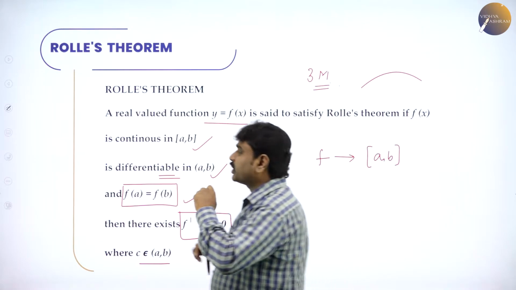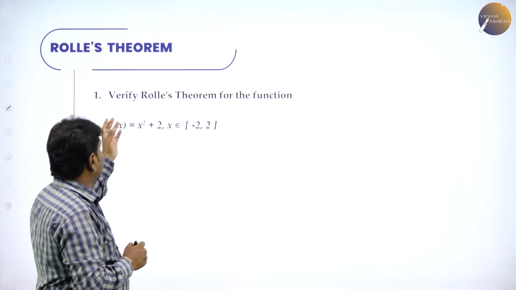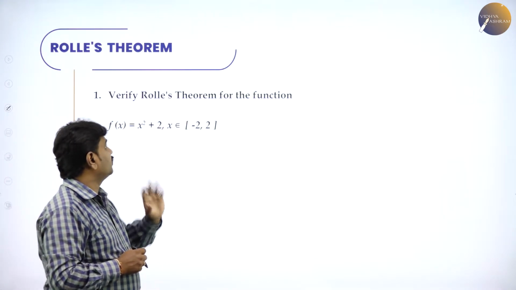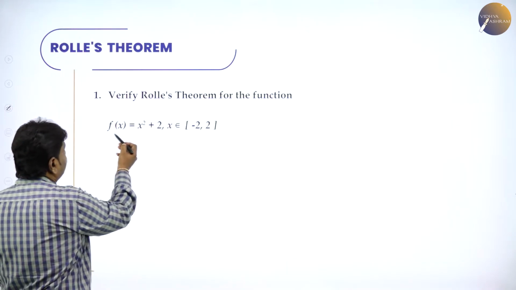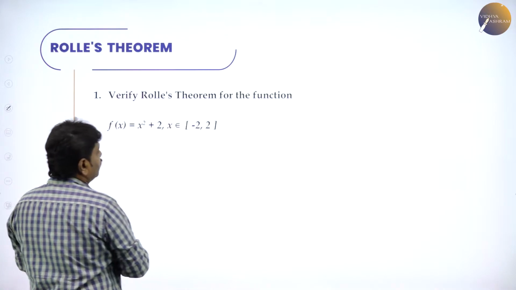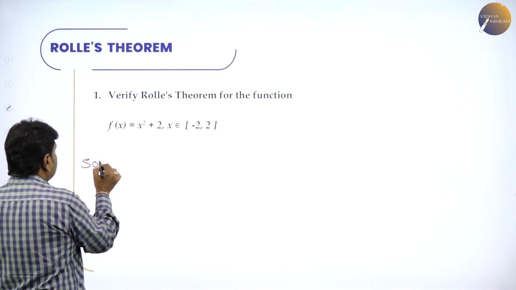So now, to help you understand better, we'll start with the problems. This is an important problem that appeared in a past board paper. Verify Rolle's theorem for the function f of x is equal to x square plus 2, where x belongs to the interval minus 2 to 2. So now we'll start the solution.